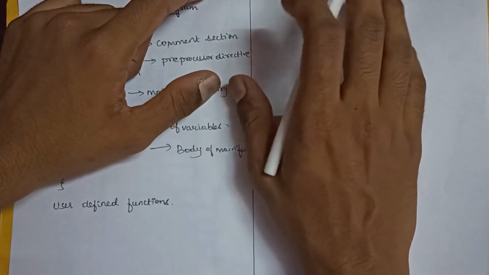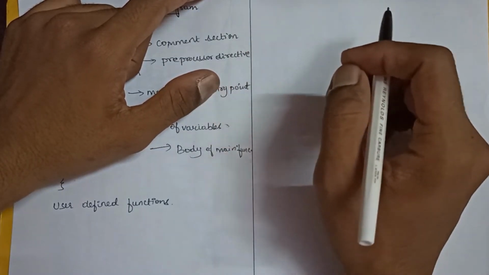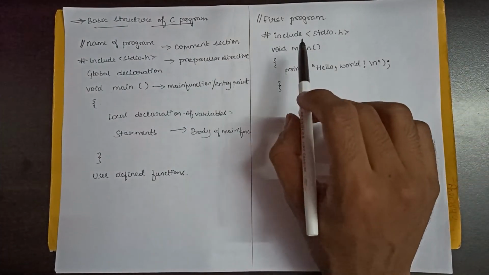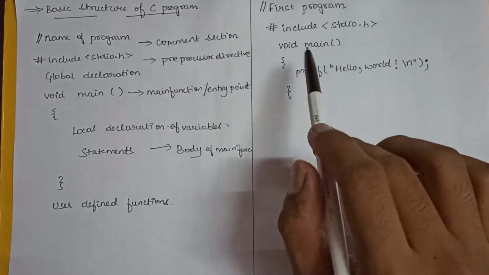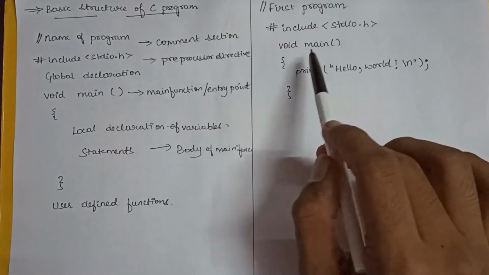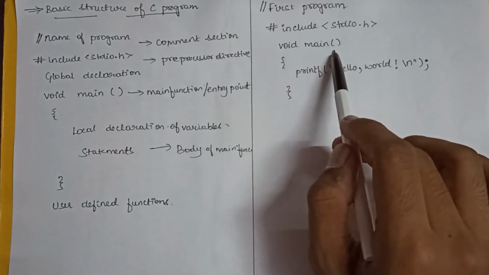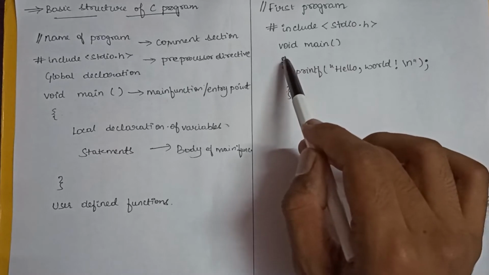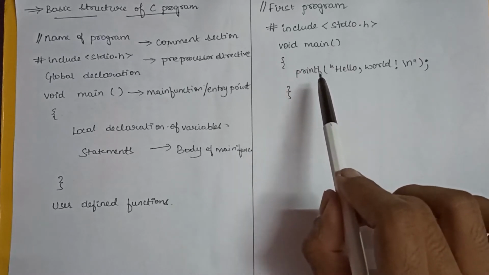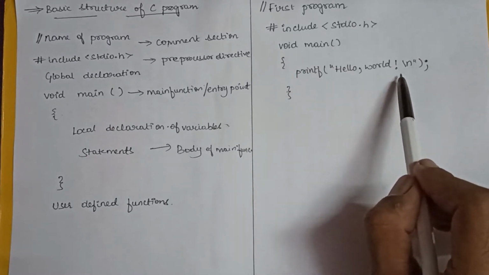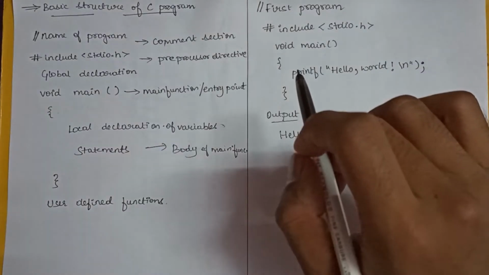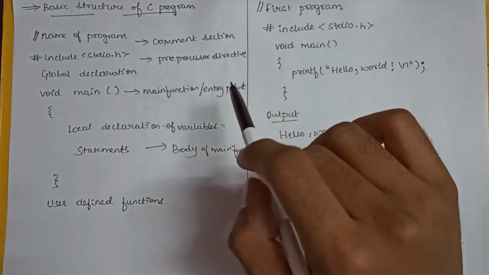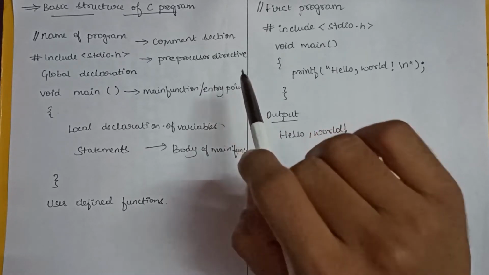Now let's look at the simplest and most basic program in C programming. This is the most basic program in the C programming language. Hashtag include stdio.h, void main, open bracket, close bracket, and open the curly bracket, printf hello world, okay? So the output will be hello world. Now as this is the introductory video, I'm not going to compile any program.